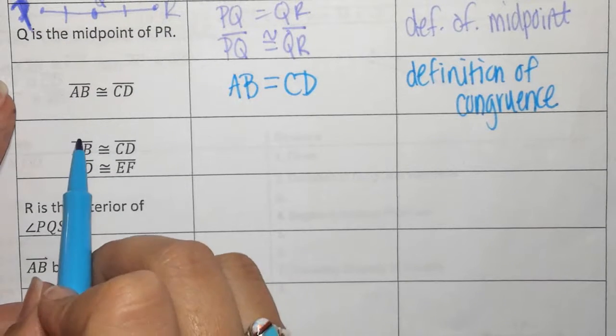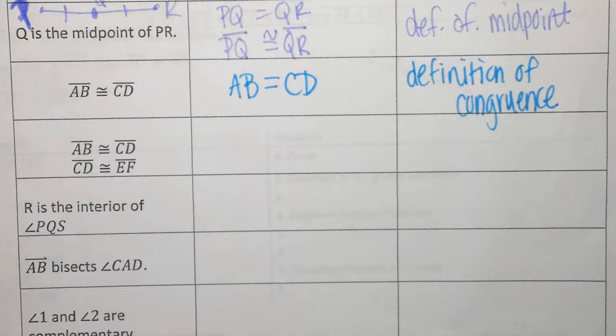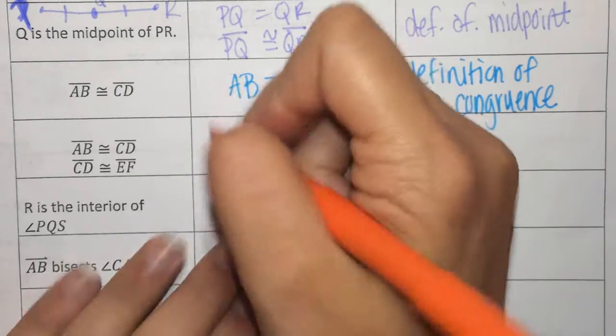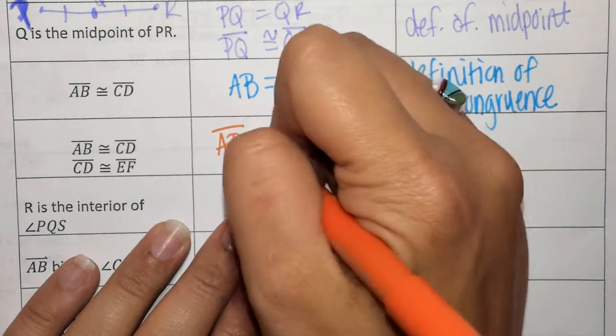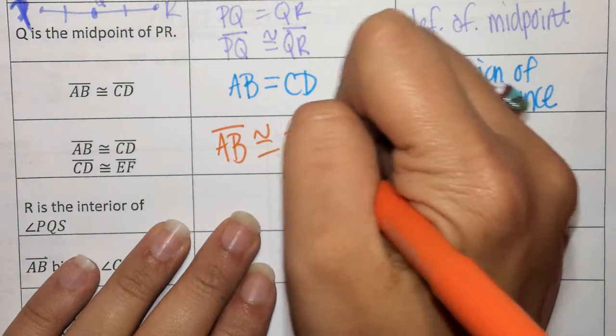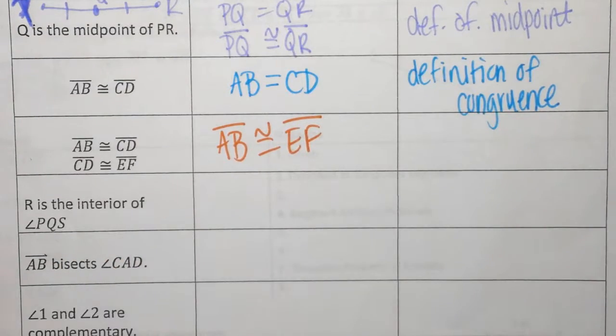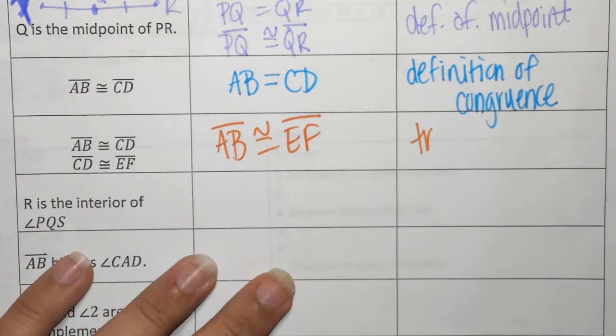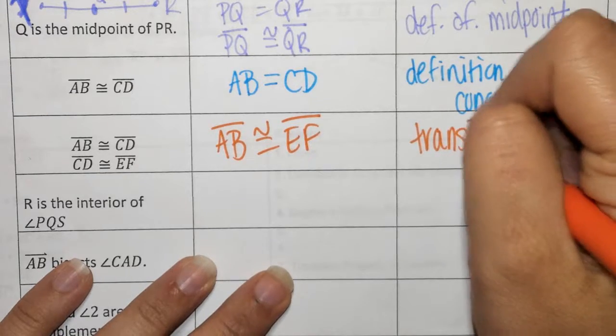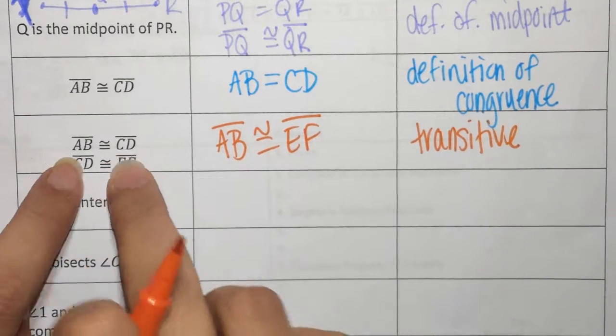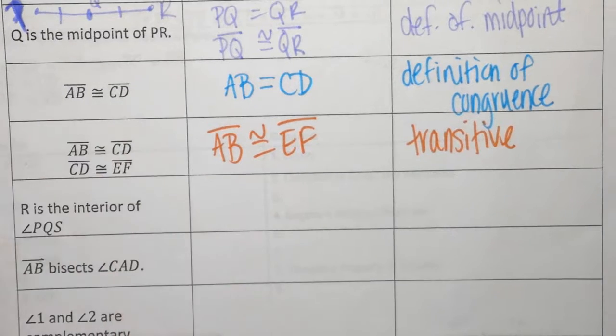Alright, so this says that segment AB is congruent to segment CD, and segment CD is congruent to segment EF. So who thinks they know what we can say about those two things? Grace? AB is congruent to EF. Why? What property is that, y'all? Transitive, yes, take a point. Grace, you get a point as well. Transitive property. So remember, transitive property is when you take out the parts that are the same and put everything else together. It moves around like a transit.